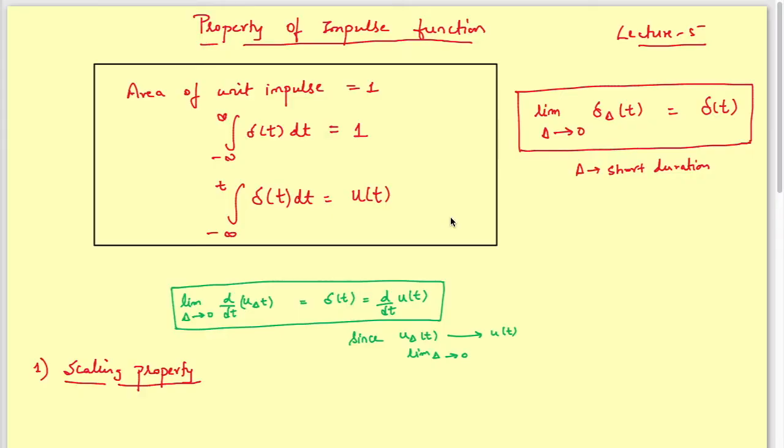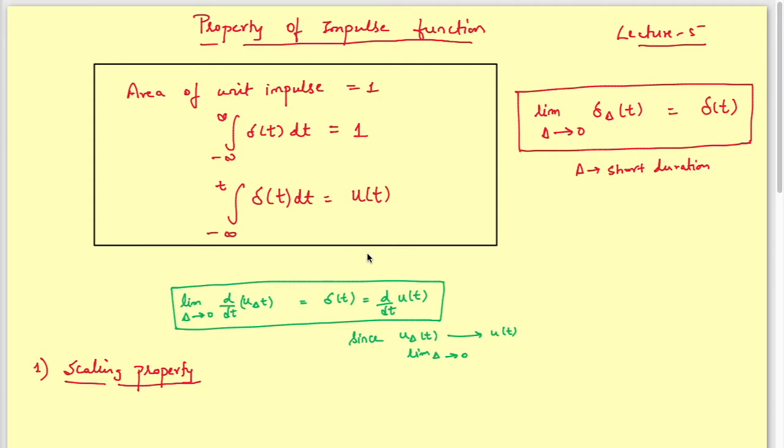Welcome to my fifth lecture. In this lecture we will discuss the properties of the impulse function. In the previous lecture we studied that the area of a unit impulse is equal to 1, and we saw that for short duration delta approaching 0, delta of delta t is equal to delta t. We also found the relation d by dt of u of t is equal to our impulse function. If you haven't watched my previous video, the link is in the description below.